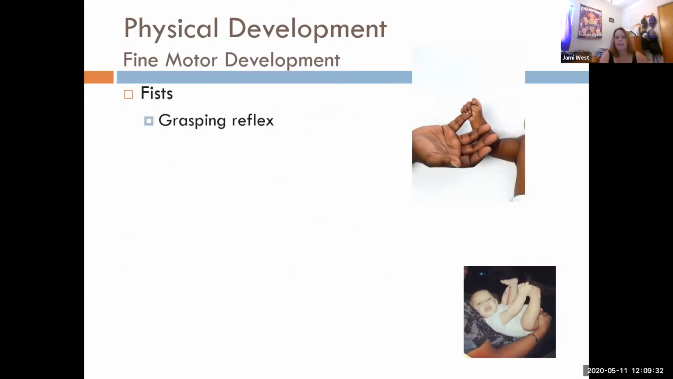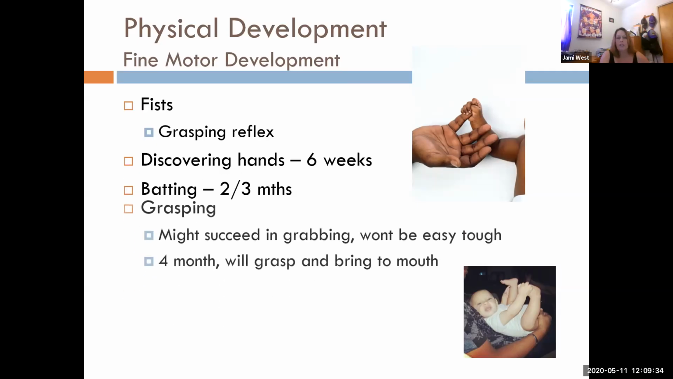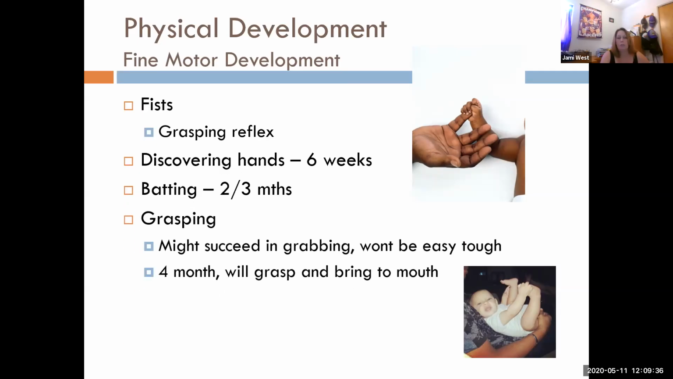Fine development. So we talked already about that palmar grasp. That fist, right? When you touch them, that grasping, that palmar, that is the beginning of their fine motor development. Okay, that palmar grasp. You'll see them discover their hands right around 6 weeks. They'll start to open their hand more right around 6 weeks.